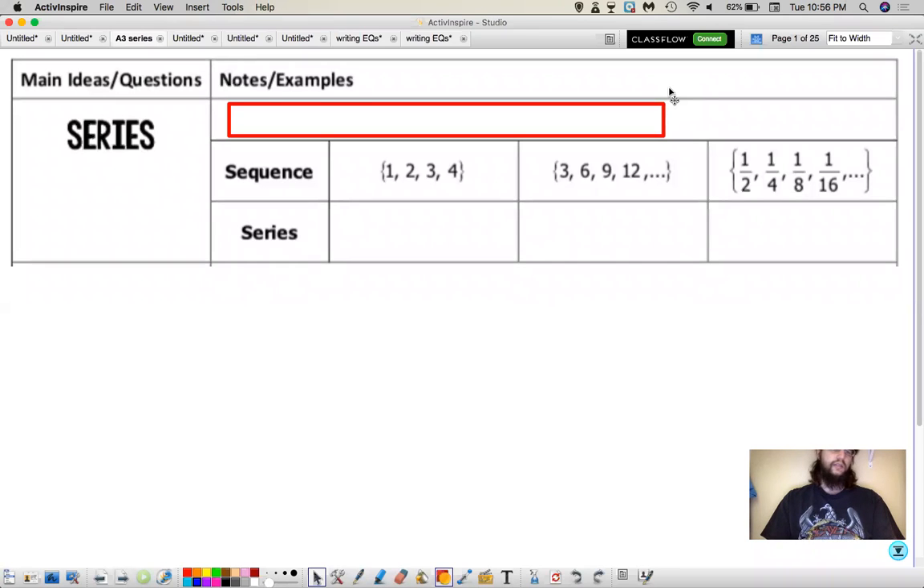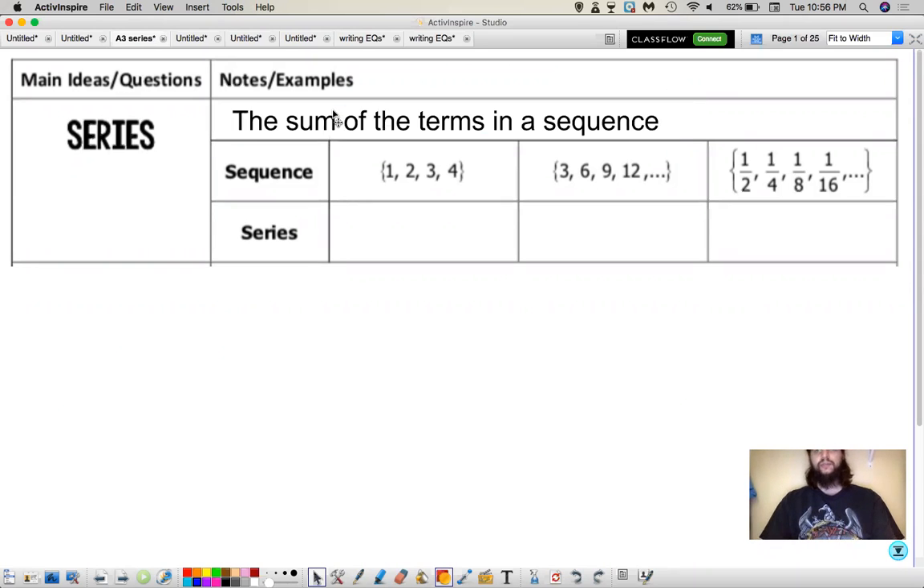Ladies and gents, let's talk about series. So first, a series is just the sum of a sequence. You add up all the terms inside of a sequence, that's your series. Simple as that. If we look at this first one, 1 plus 2 plus 3 plus 4, that's 10. It starts at 1, goes all the way to 4, add them up, 10.